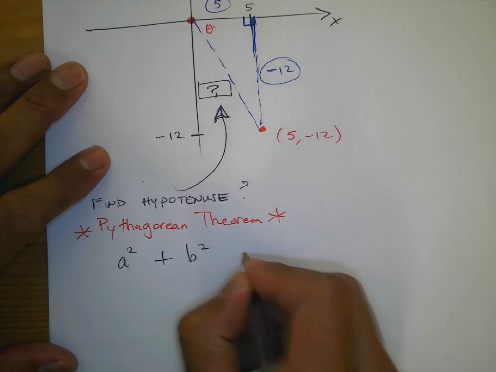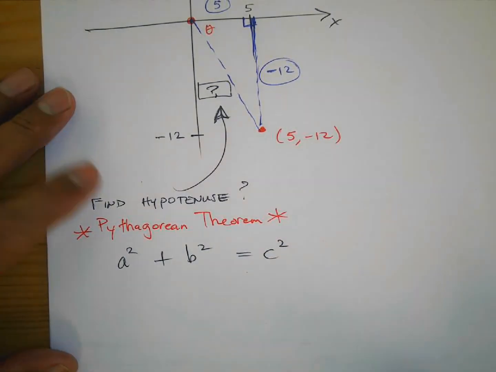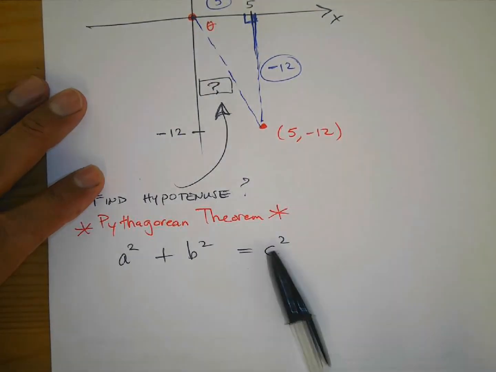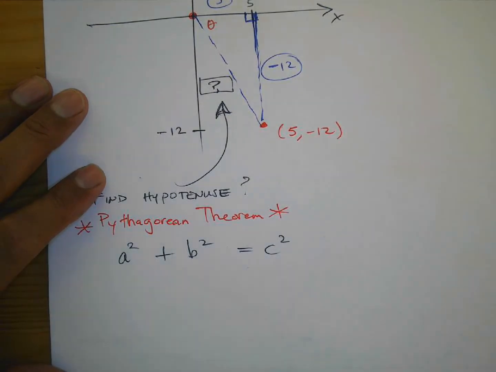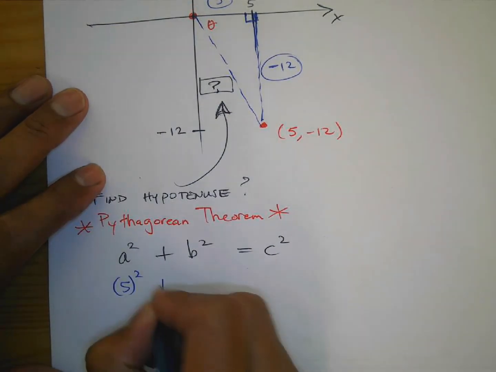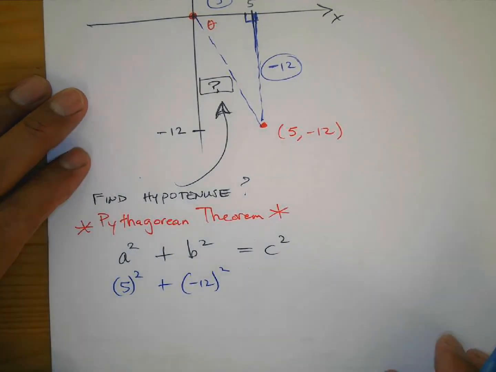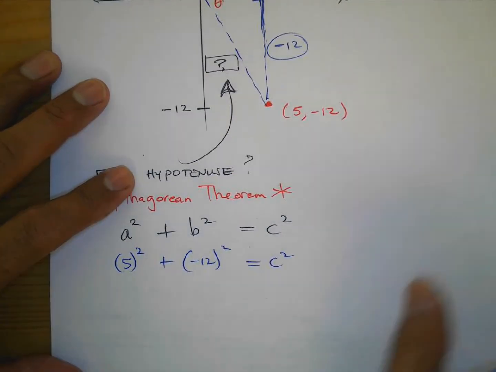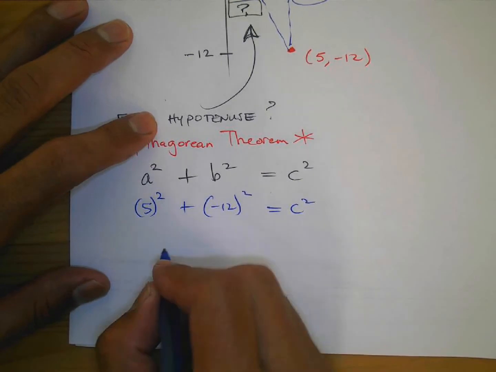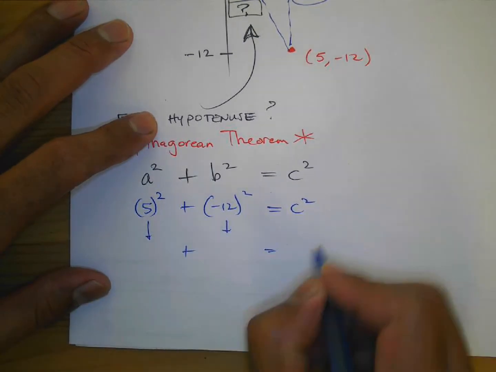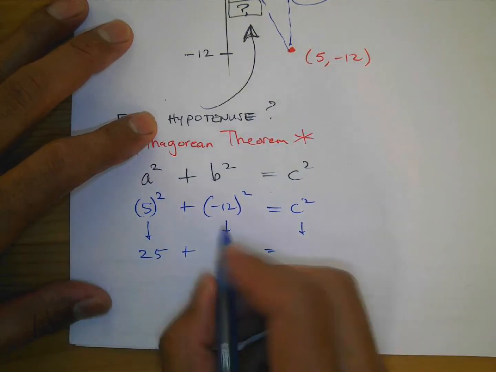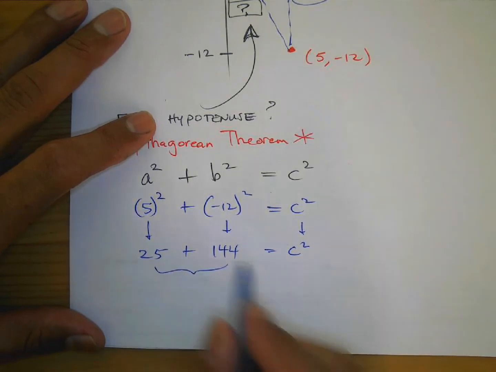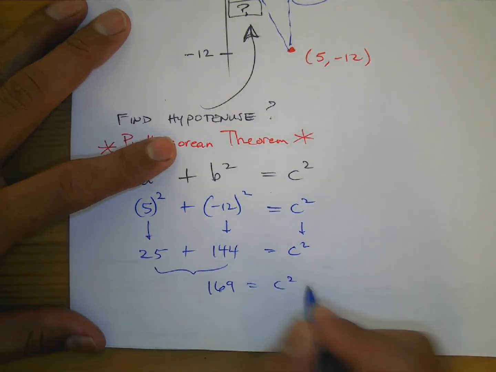A squared plus b squared equals c squared. Well, the sides are always the a and the b. The hypotenuse here is always going to be the c squared. So I got 5 squared plus -12 squared, right? A, b, this one's c, equals c squared. That's going to be what? 25 plus 144 equals c squared. That's going to be 169 equals c squared.